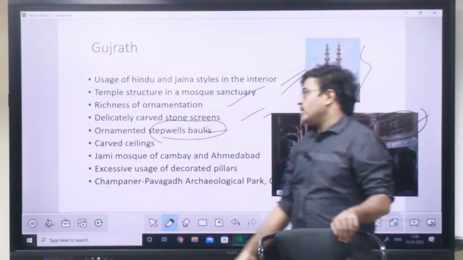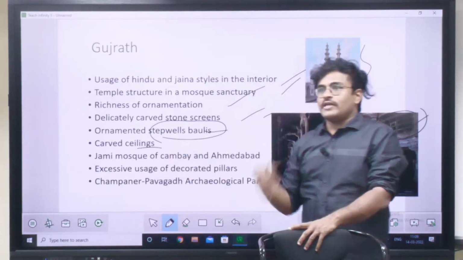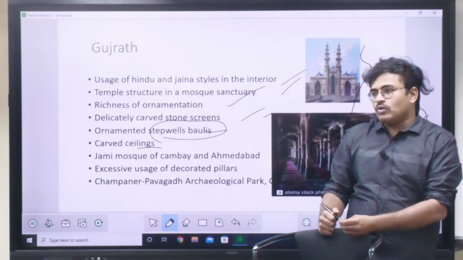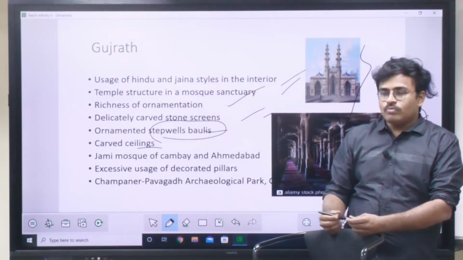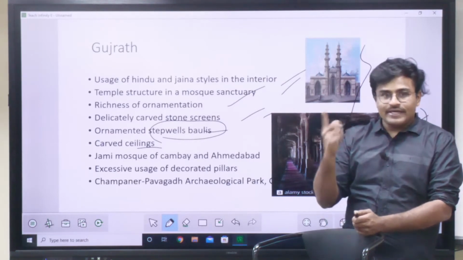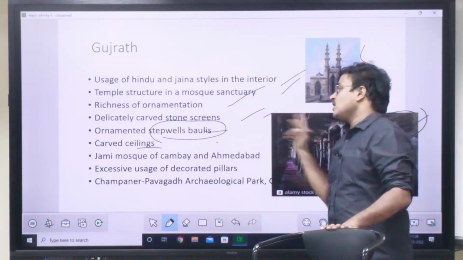And one more thing I talked about is the temple structure known as the Dilwara temple group. In the Dilwara temple group, carved ceilings are there. Ceiling decoration is there, so a carved ceiling structure is there.